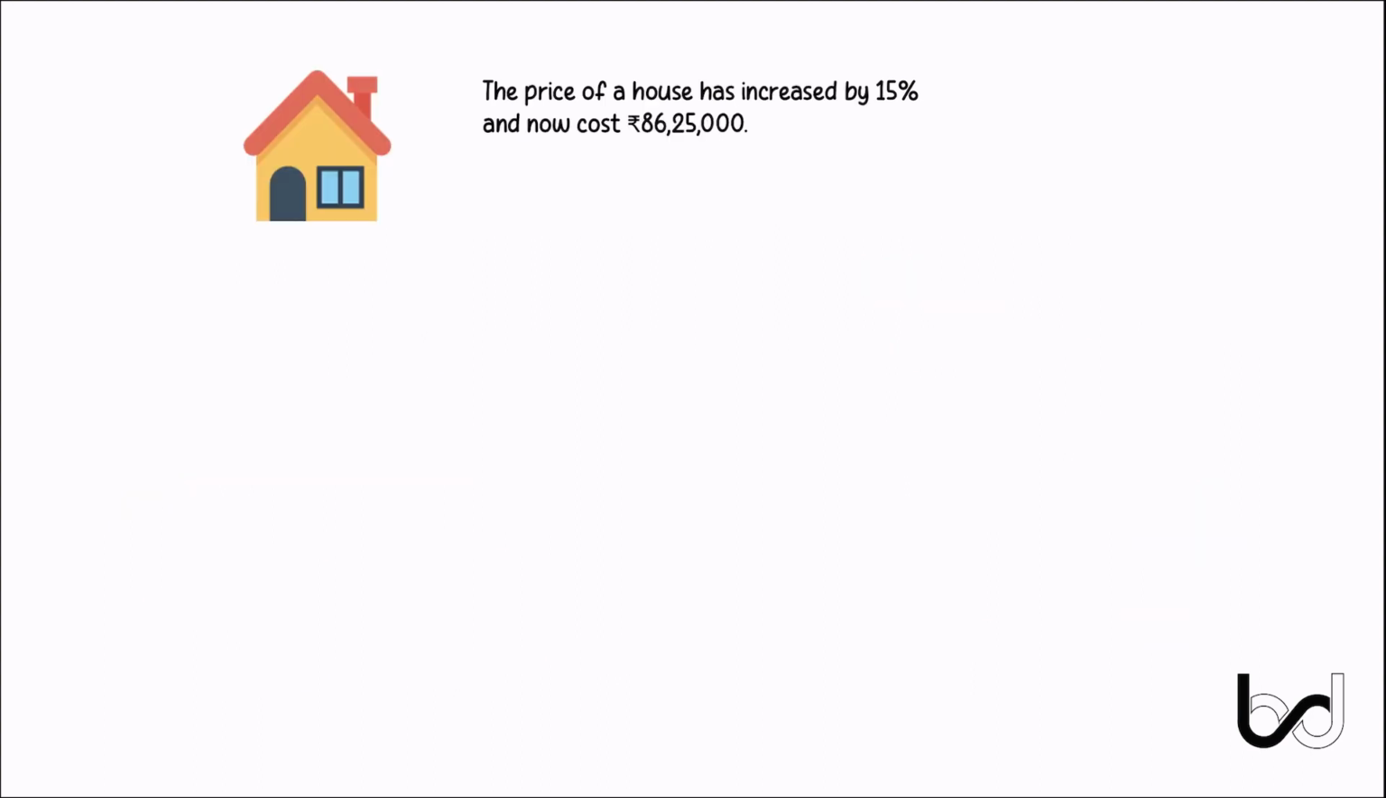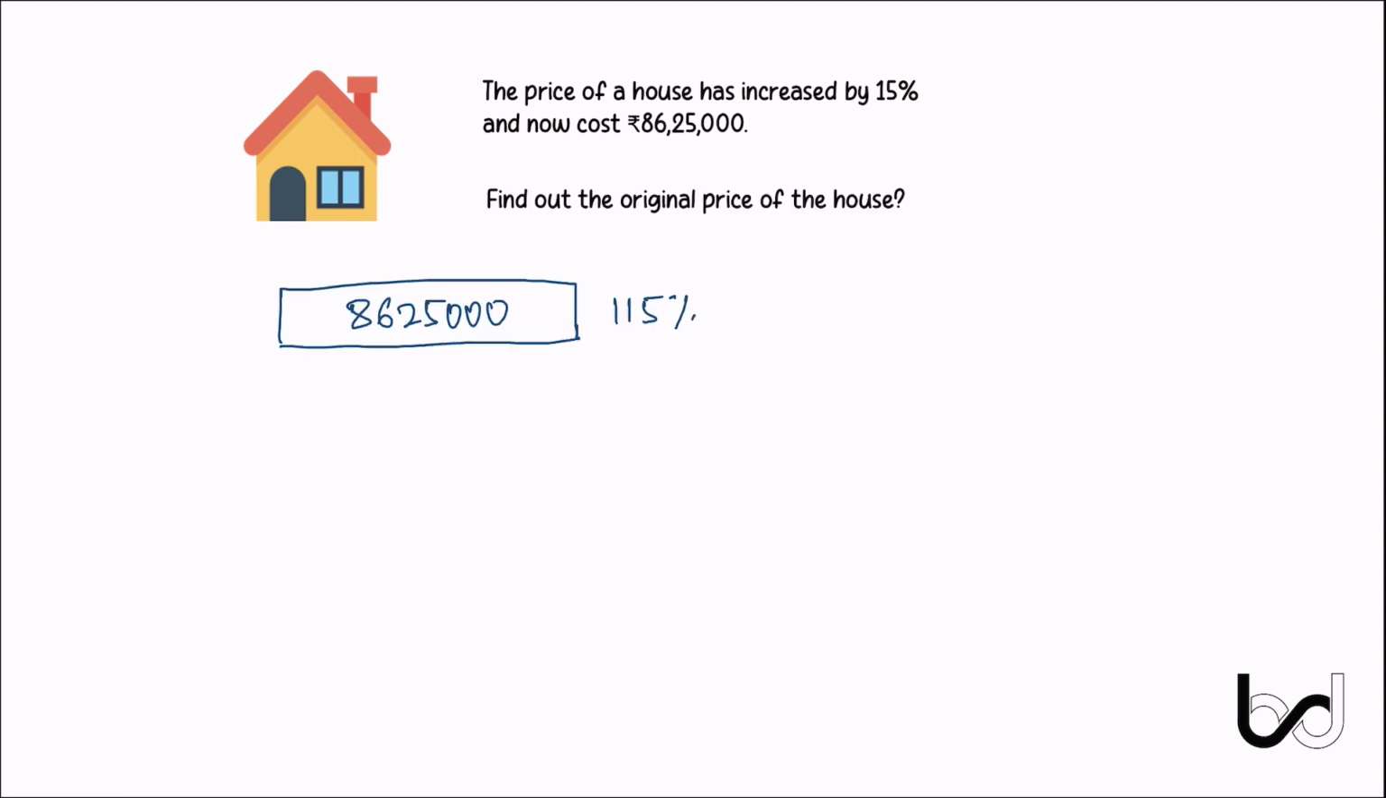Now let's look at this question. Whichever method you want to use, you can use whichever method you are comfortable with. The price of a house is increased. The most important thing is reading the question carefully. It is increased by 15%. Now it costs this. So it means after the increase the price is 8625000. Now find out the original price of the house. So what does 8625000 represent? 115%. Basically it's 86,25,000.